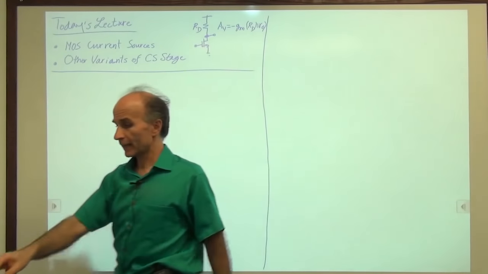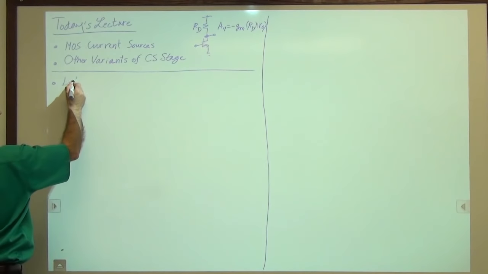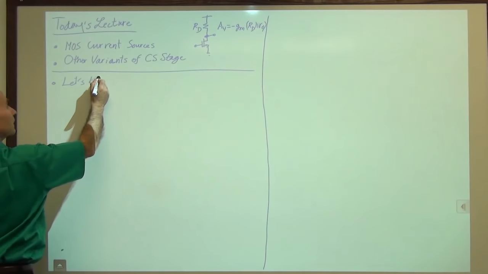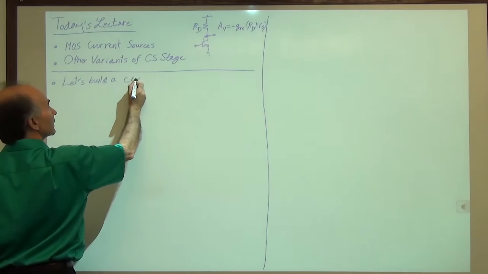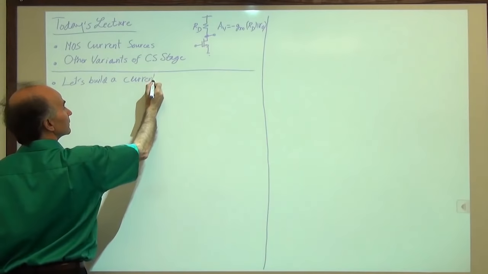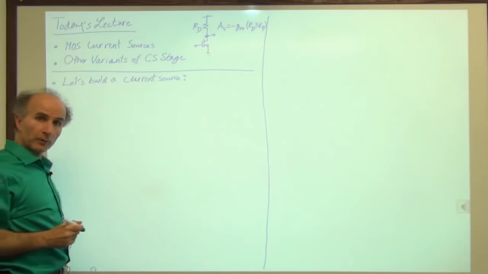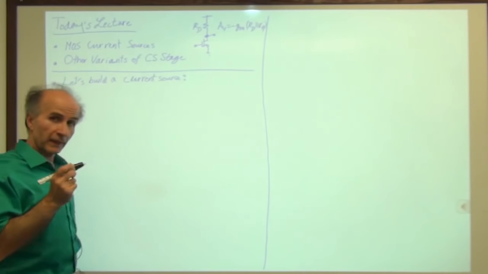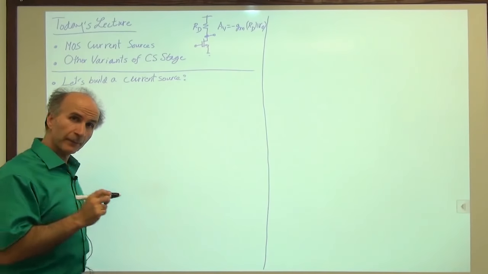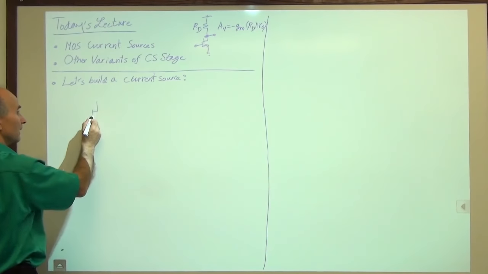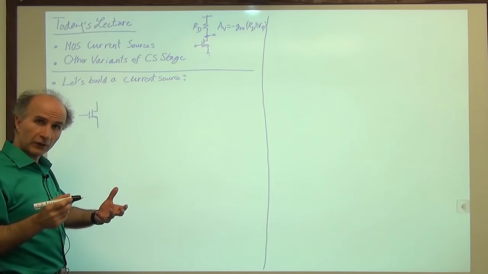All right, so let's look at some MOS current sources. So let's build a current source. Okay, how do we build a current source? Well, we do remember that if a MOS device is in saturation, its current is relatively constant. So here's a MOS device. And we need to bias it to have a certain current in it.